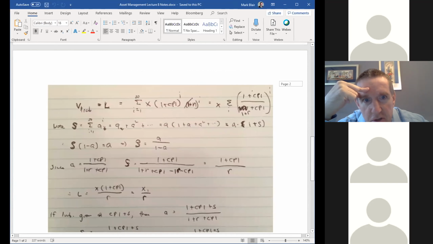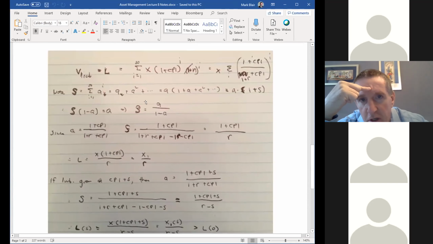Let me start with the first part. We're trying to value liabilities that have a stream of cash flows of X that grow with inflation. This is very much a realistic model of a liability cash flow. What we want to do is discount these cash flows at the nominal rate. I'm not using exponential notation, but you could have. And so I'm left with this infinite sum here.